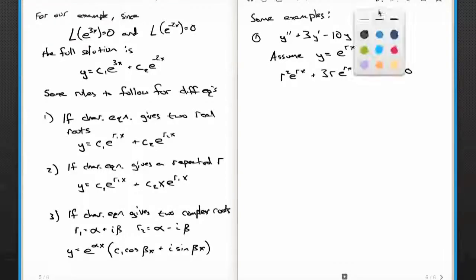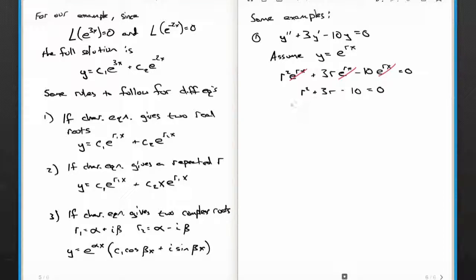And once again, I divide through. My e to the rx's all cancel out. And so I'm left with, what do we call this thing? The characteristic equation, which is r squared plus 3r minus 10 equals 0. We can factor this pretty easily. At least I hope we can. Let's see, 10 and 5 and 2 looks like it'll work, but it's minus 10, so it's r plus 3, so it has to be plus 5, and r minus 2 will work out for us.